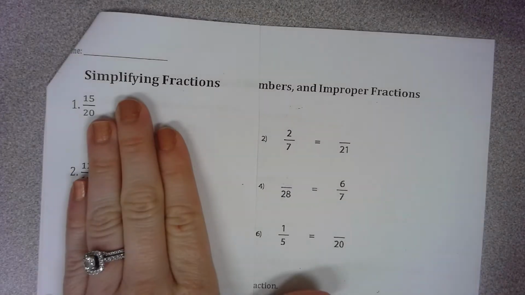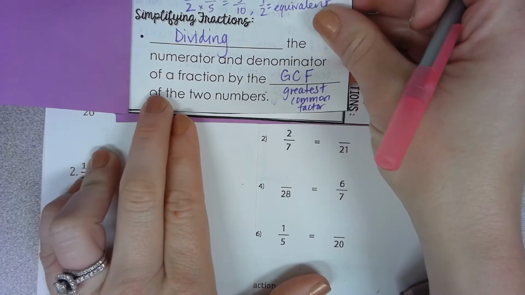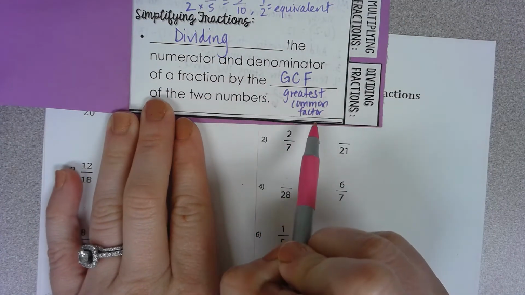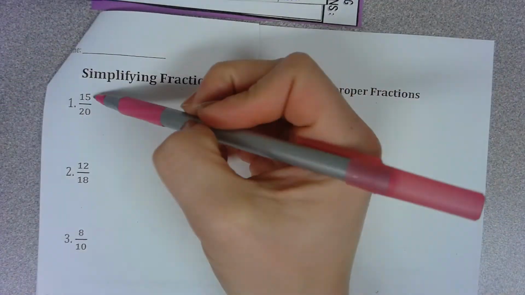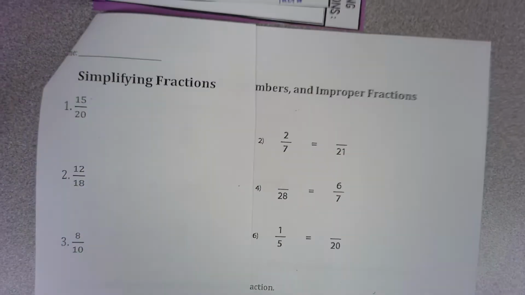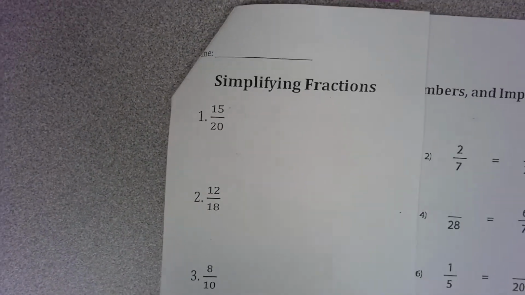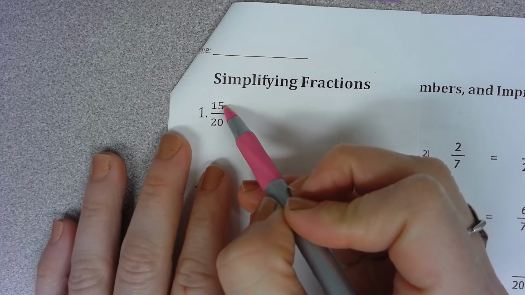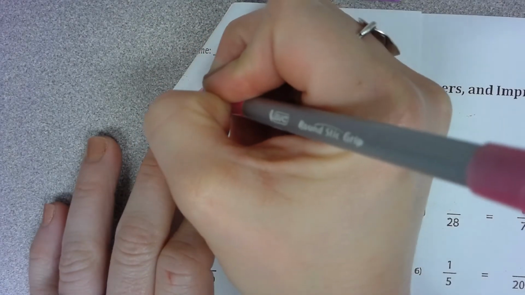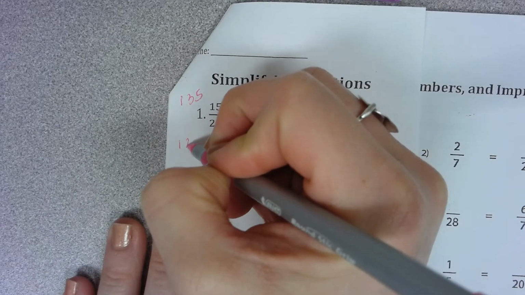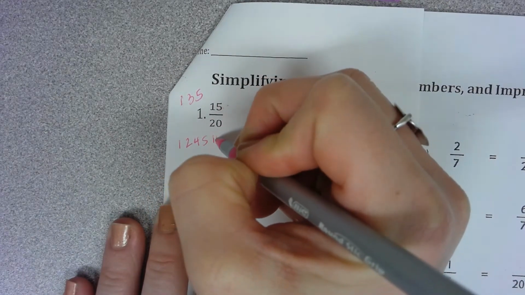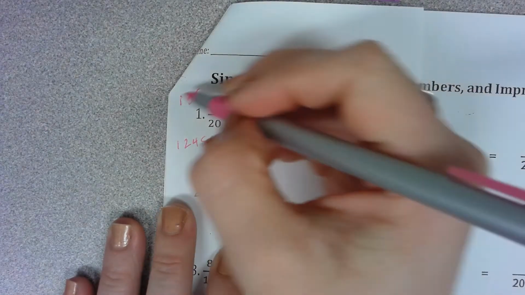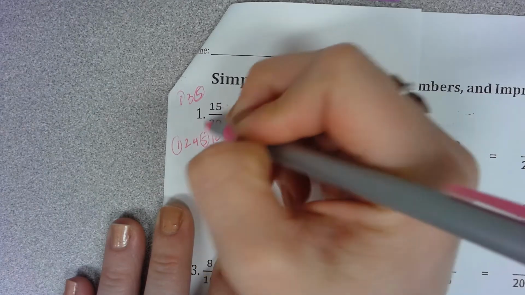So on the skinny sheet that says simplifying fractions, part of our notes say we need to divide the numerator and the denominator of a fraction by the greatest common factor of the 2 numbers. So we need to find what is the greatest number that both of these can be divided by. I know 15 has factors of 1, 3, and 5. 20 has factors of 1, 2, 4, 5, 10, 20. Now I'm going to find the greatest of these factors. The only ones they have in common are 1 and 5, but 5 is the greatest one.